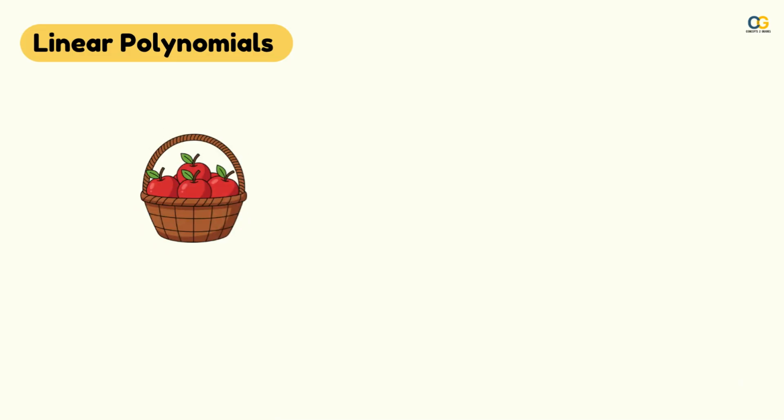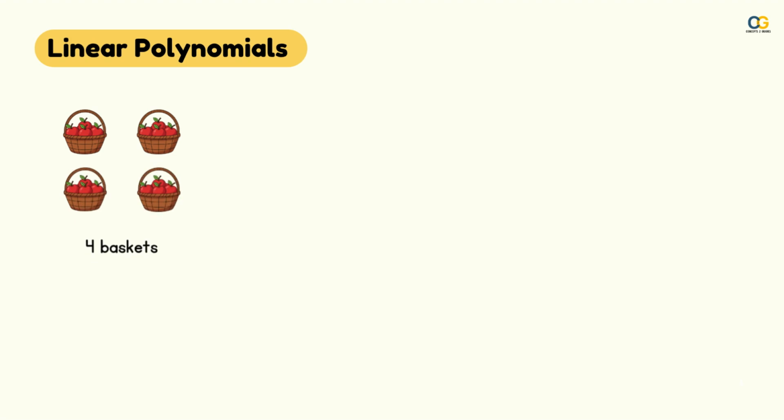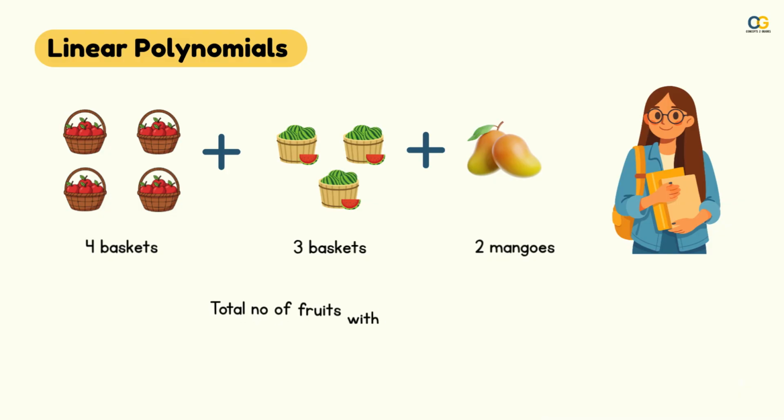Consider a basket of apples and we don't know the number of apples in this basket. So let us say there are X number of apples in this basket. Let us say there is another basket with watermelons, and again we don't know the number of watermelons in the basket, so we will say there are Y number of watermelons in this basket. Now let's say I take 4 baskets of these apples and 3 baskets of these watermelons and additionally 2 more mangoes and give it to Ria. What are the total number of fruits that are present with Ria?